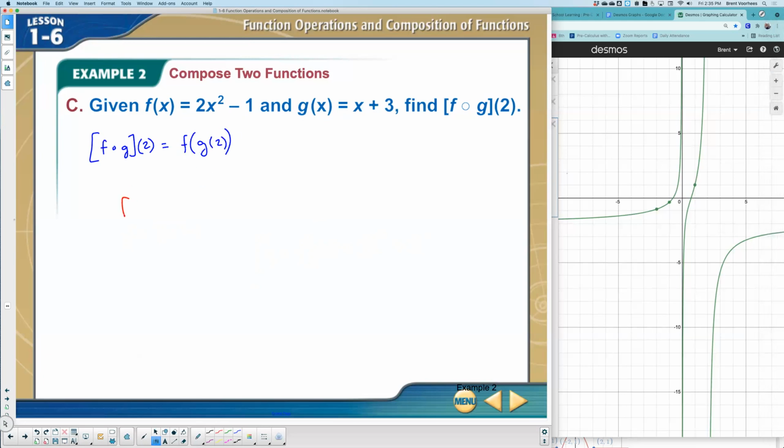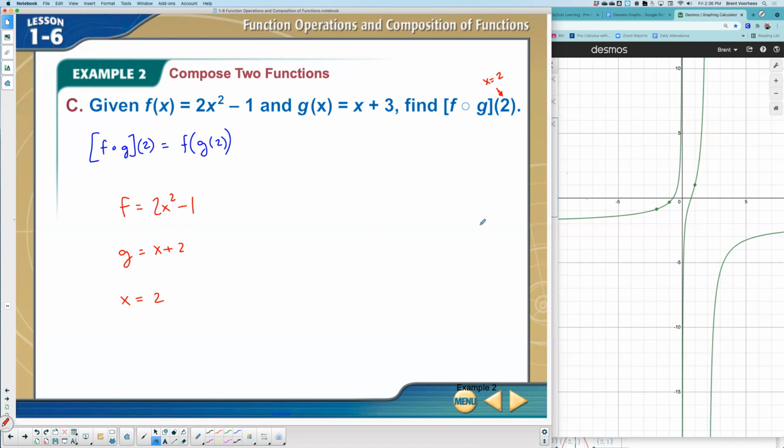The easier way to say it is stack f on top of g on top of the domain value of 2. So this 2 is in the place of x here. That's a domain value x equals 2. You would take out the x.